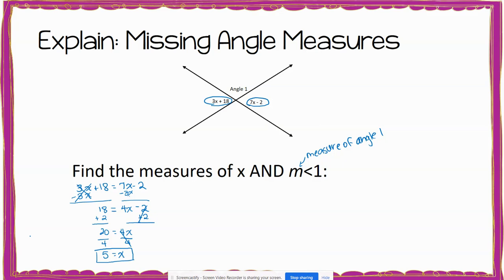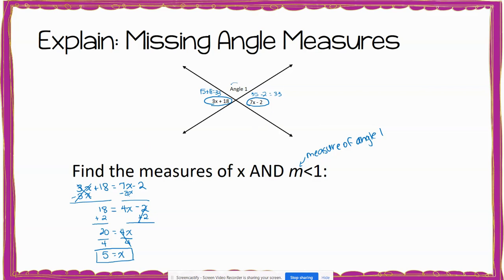Well, if x has a value of 5, then I can use that to figure out what these angles measure. I can plug in 5 for x. So 3 times x is the same as saying 3 times 5. Well, 3 times 5 is 15. So 15 plus 18 is 33. Well, if I did that over here, 7 times 5 is 35, and 35 minus 2 is 33. So these angles have a measure of 33 degrees.